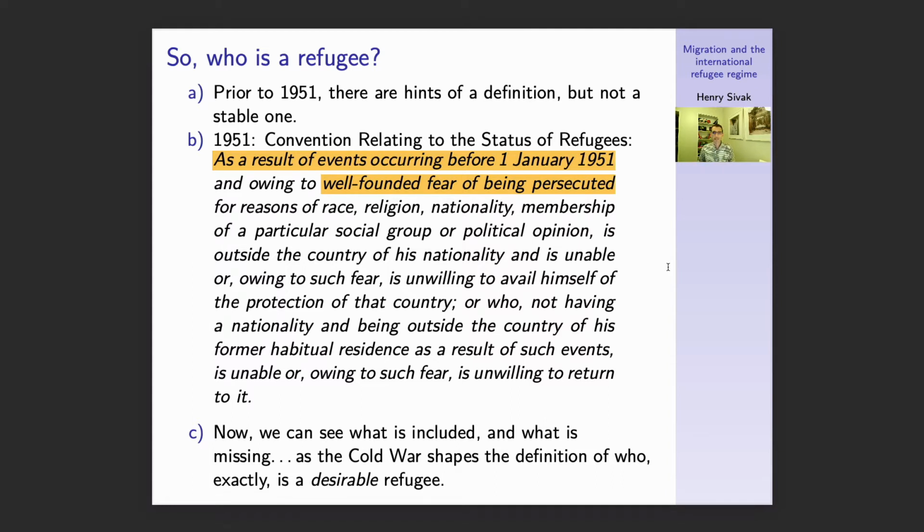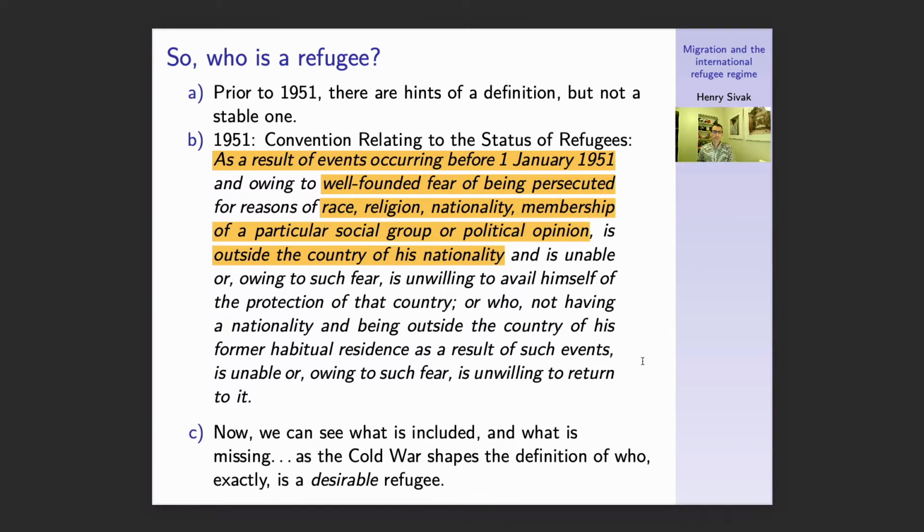What this means is that if you feel like you might be persecuted, but there is no objective basis for it, then it's not considered valid. The fear has to be grounded in what, generally speaking, would be considered reality, for reasons of race, religion, nationality, membership in a particular social group, or political opinion. And you have to be outside the country of your nationality and unable or unwilling to go back to that country.